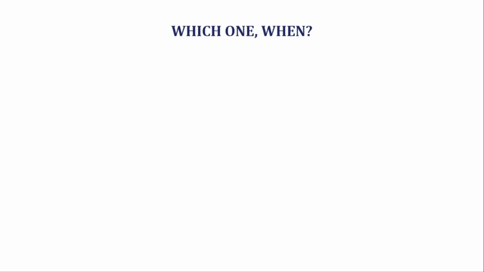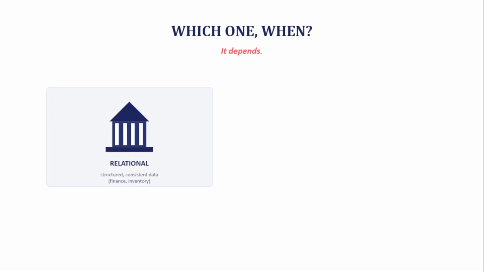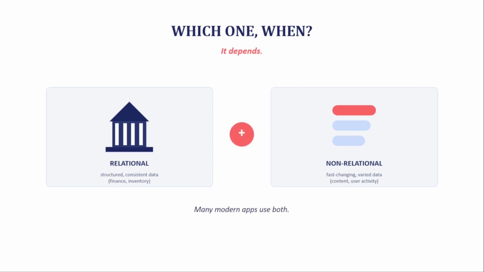So which is better? It depends. Relational databases shine with structured, consistent data. Think finance or inventory. Non-relational databases shine with fast-changing, varied data. Think content feeds or user activity. Many modern apps actually use both.